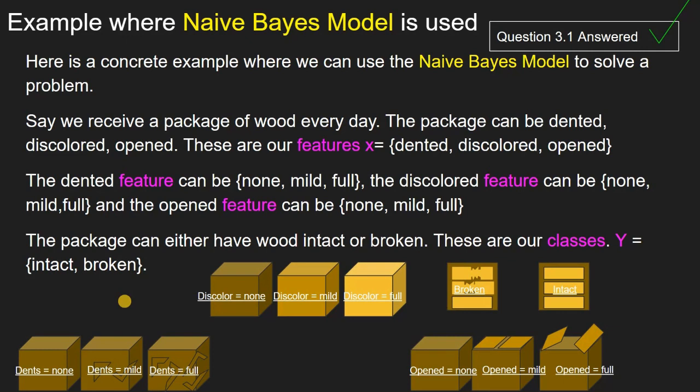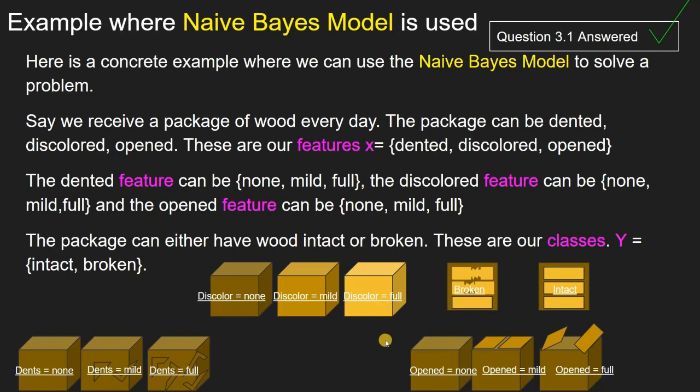The dented feature can take three values. It can be none, which means basically no dents in the package whatsoever. It can be mild, where there's a mild amount of dents in the package, and it can be full, where the package is basically fully dented. The discolor feature can also be none, mild, or full. When the discolor is none, the package has no discoloring in its paper whatsoever. When the discolor is mild, the package has a mild discoloring to it. And when the discolor is full, there's a full discoloring to it. The package is kind of faded away.